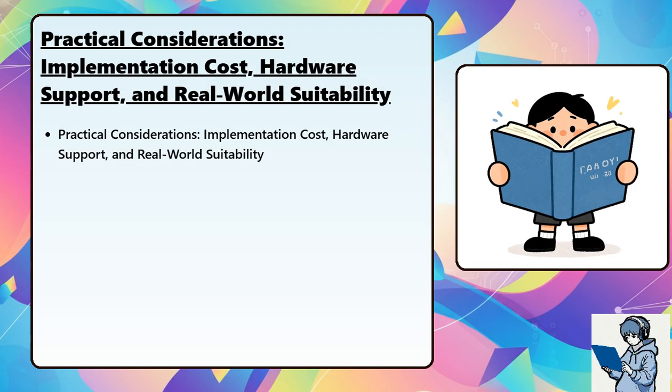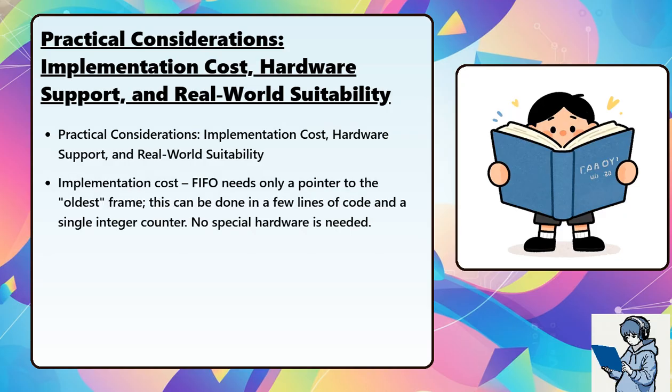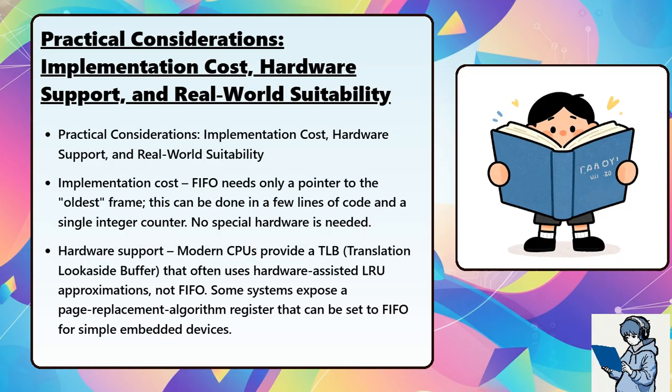Practical considerations: implementation cost, hardware support, and real-world suitability. Implementation cost: FIFO needs only a pointer to the oldest frame. This can be done in a few lines of code and a single integer counter. No special hardware is needed. Hardware support: modern CPUs provide a TLB, translation look-aside buffer, that often uses hardware-assisted LRU approximations, not FIFO. Some systems expose a page replacement algorithm register that can be set to FIFO for simple embedded devices.